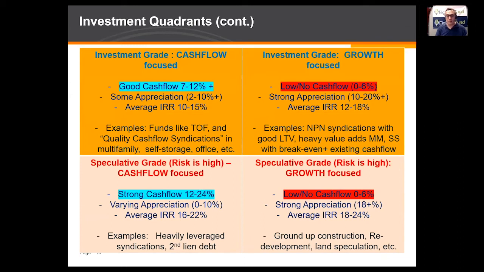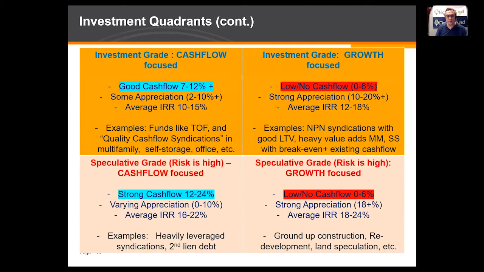The investment grade growth focused projects generally have no cash flow, light cash flow. So it's a 0 to 6% range. Typically investments in non-performing notes or syndications with good loan to value ratio, have a value add projects like multifamily, some self-storage that at least have the break-even cash flow. The break-even cash flow is a differentiator between investment grade and speculative.